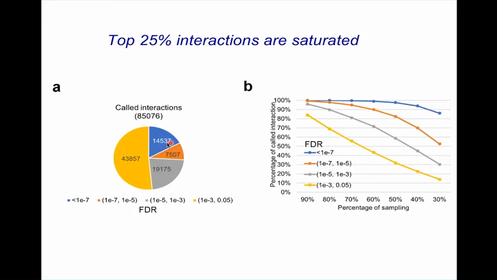So to test the robustness of these interactions, we downsampled the library and then saw how many of them can be reproducibly detected. As you can see from this plot, for the top two categories, even when we used 50% of the PETs, we can still detect more than 80% of all the interactions, suggesting that indeed these interactions are saturated and can be reproducibly detected. But the less significant interactions are far from being saturated, and therefore need more sequencing reads to reproducibly detect them.